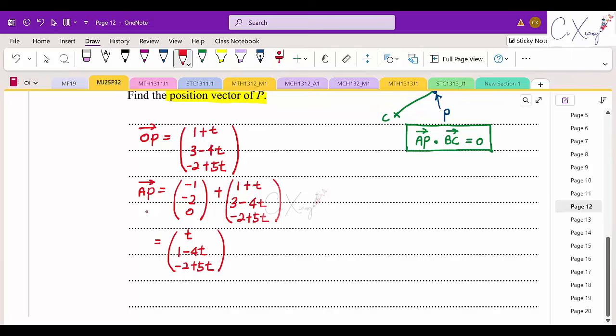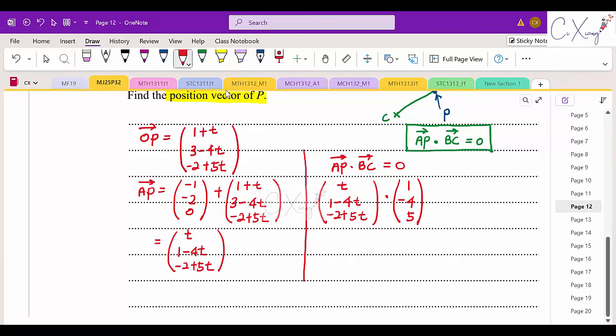Okay. Then, like what I told you just now, I want to apply the formula where AP dot BC equals 0 because the lines are perpendicular to each other. What is my AP just now? t, 1 minus 4t, then -2 plus 5t. What is the vector BC? We have found it out in the first part, right? It should be 1, -4, and also 5. And I let it equal 0.